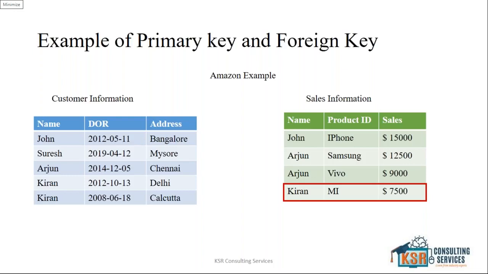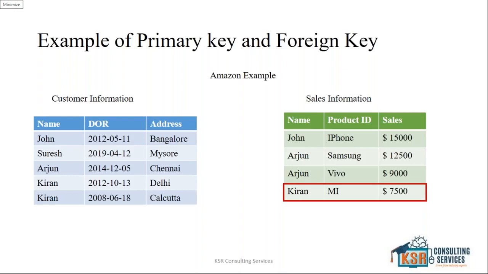But there is a problem here. I am not able to tell which customer or maybe which Kiran has purchased this product because two people are having same name. John was fine. Suresh never purchased anything. Arjun has purchased two products. I can tell it. What about Kiran? One Kiran is from Delhi, one Kiran is from Calcutta. Which Kiran has purchased? No one can tell. No one can answer this question from this scenario. Not at all possible.